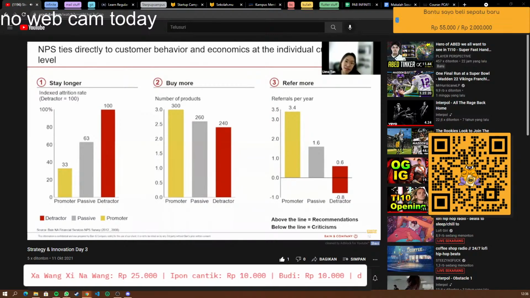Dulu kan cuma ada, atau mungkin Gojek lah. Gojek dulu cuma ada the main service was the motorcycle service, right? If you are a happy customer, whenever they have a new service, you will try it, right? Go Massage, Go Live, Go Food. Because you have such a good experience, I will buy more from the company, right? And so not only will you retain, for promoters, the number of products that you buy will be more.